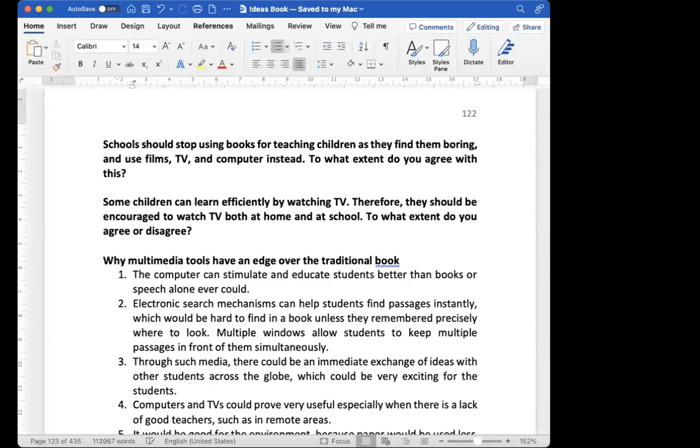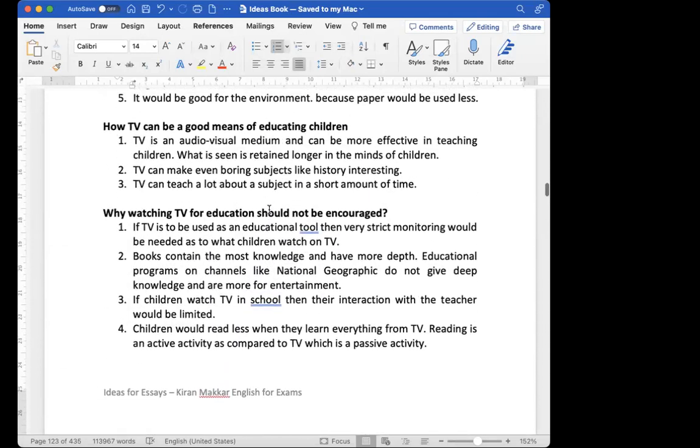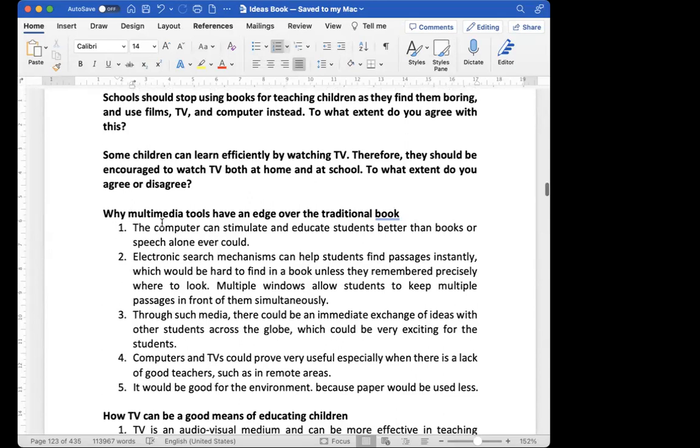All right. So the second essay is: some children can learn efficiently by watching TV. Therefore, they should be encouraged to watch TV both at home and at school. To what extent do you agree or disagree? So the first essay says you should stop teaching using books in the classroom. The second essay says that TV should be there both in the classroom and at home to teach. Now I'm going to do the points for these essays. And the first set of points is why multimedia tools have an edge over the traditional book.